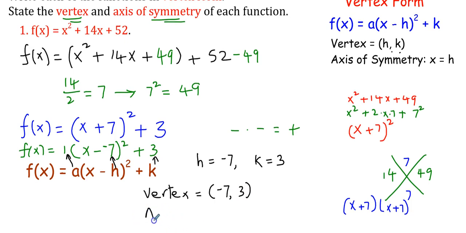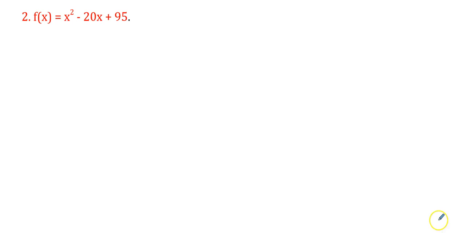and axis of symmetry. In short, I can say AOS, that is axis of symmetry, is x equal to h. So x is equal to -7. That's all. So very simple process, right? Divide this 14 by 2, square, and then add and subtract that 49, and just put it together. You have it. We are going to look at one more example.